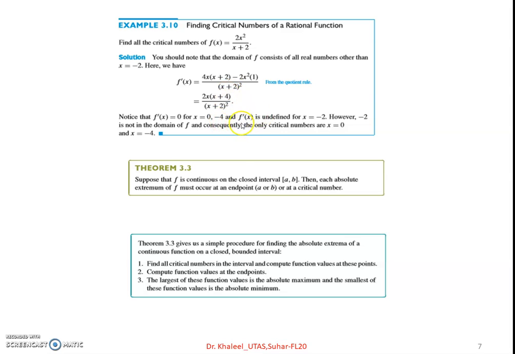And I will now use f prime of x is undefined. For that, x plus 2 should be 0. So that gives me x equal to -2. But this x equal to -2 is not in the domain, therefore it is not a critical number. So out of these three, only these two are critical numbers. This is not a critical number because only these two are in the domain of the function f.